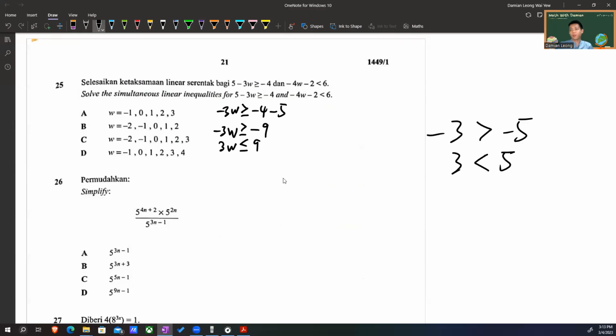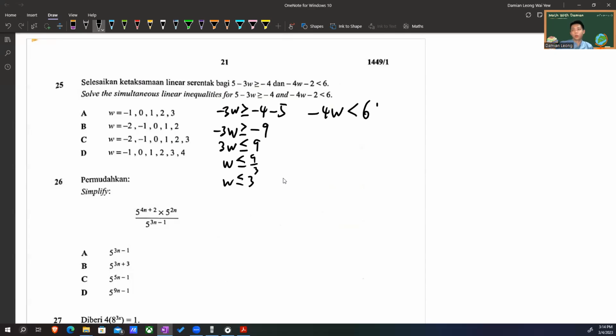So when you cancel off the negative, the inequality changes direction. Get rid of the 3 by dividing, so w is less than or equal to 3. The other one: negative 4w is less than 6 minus 2, opposite plus 2, which is 8.